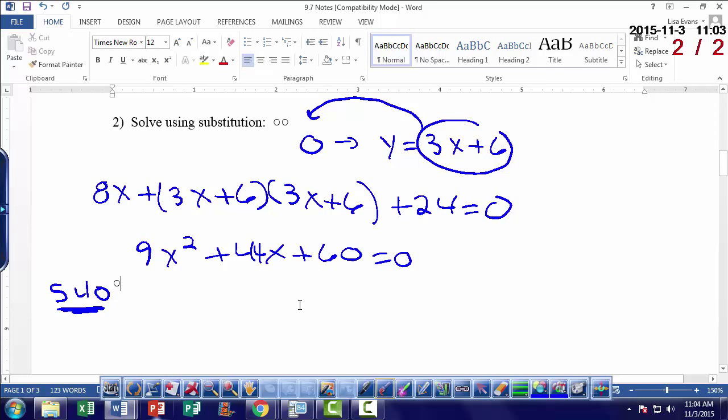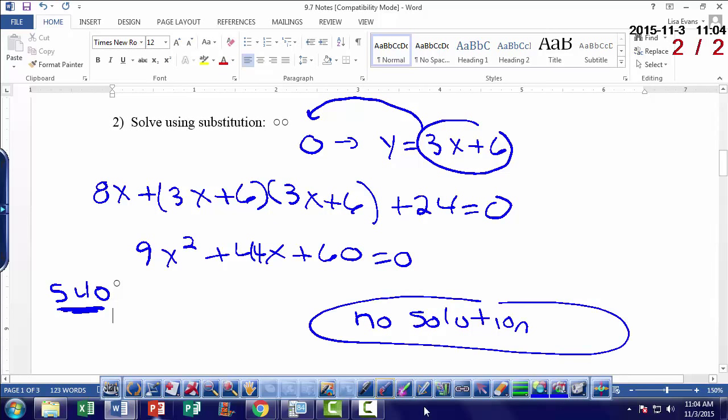So there's no solution. If you try the quadratic formula, you would get imaginary solutions. So imaginary solutions don't appear on our xy coordinate plane. So the answer to this system is no solution. There are no intersection points between the two figures.